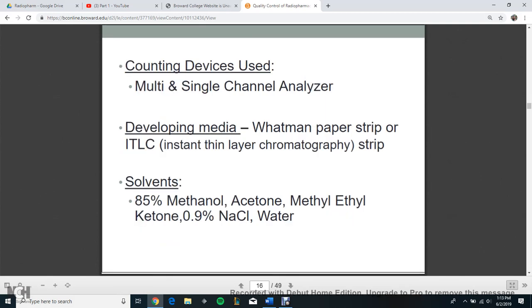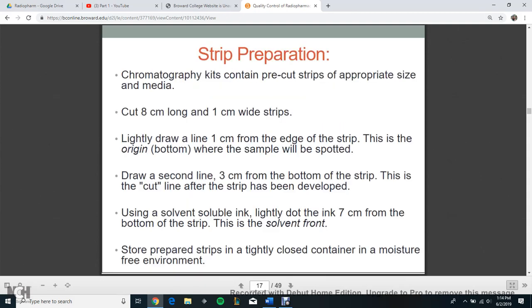Counting devices used: multi- and single-channel analyzer. Developing media: Whatman paper strip or ITLC, instant thin layer chromatography strips. Solvents are 85% methanol, acetone, methyl ethyl ketone, 0.9% normal saline, and water.